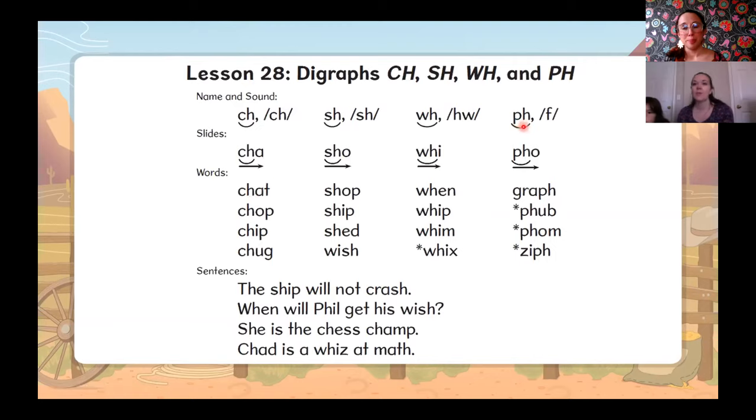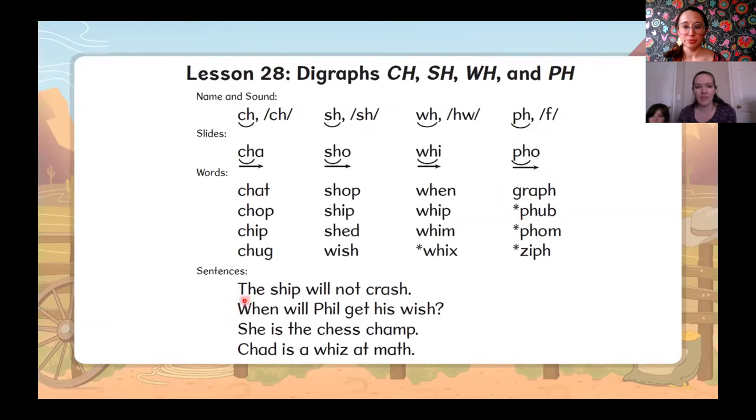Last one. P-H-F. I don't know what I just said there. Let's try that one again. Ready? P-H. And the slide is? Fa. The words are? Graph. Fub. Fom. And? Zip. Perfect. There's three nonsense words.